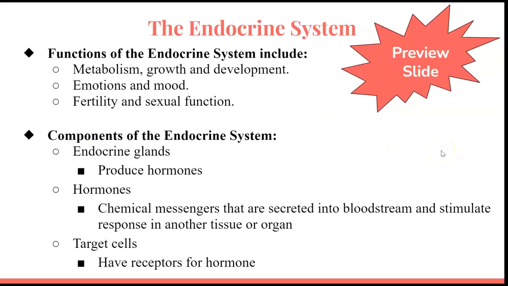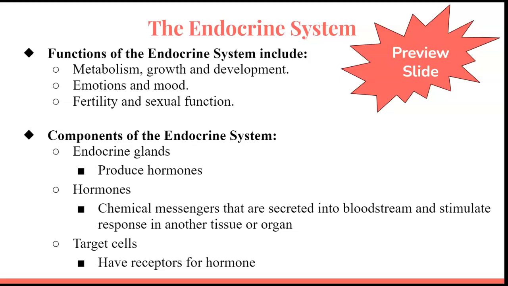Okay, so the overview of the endocrine system. It's always important to know what we're looking at, what the functions of the system are, and what makes up the system. In this case, the functions of the endocrine system are metabolism, growth, and development. It helps us regulate our emotions and our mood and regulate fertility and sexual function, both for biological females and biological males. There's a few components that make up the endocrine system. The endocrine glands, those are the glands that are actually producing our hormones.